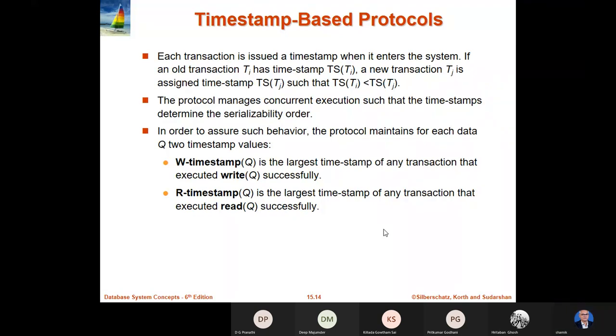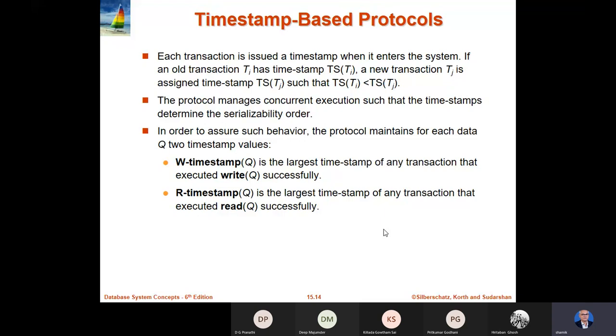Each transaction Ti will have a timestamp TS of Ti. Now if there is an old transaction Ti that entered at, say, 10:30 a.m., it gets a timestamp of 10:30 a.m., and the transaction Tj enters at 10:31 a.m., so it gets a timestamp of 10:31 a.m. That's all it is. So the later transactions get a higher value of the timestamp. Now the protocol manages concurrent execution such that the timestamps determine the serializability order.